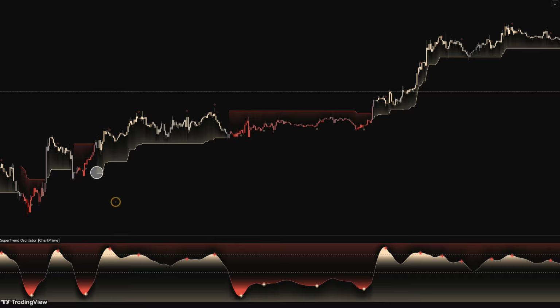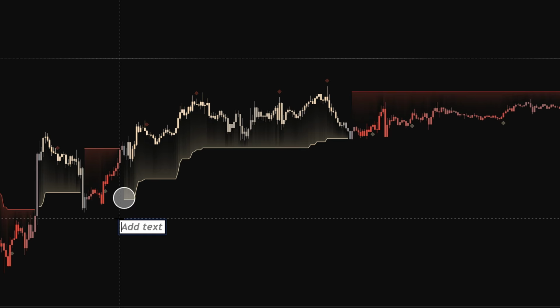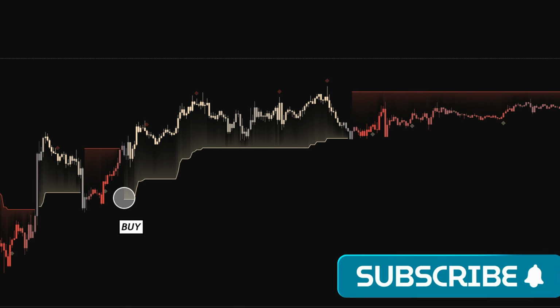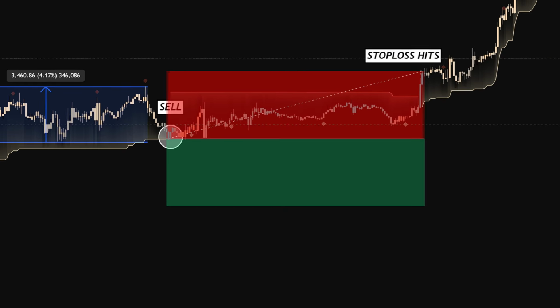On the chart, you have the super trend ribbon. Green suggests buying pressure, red suggests selling pressure. And if you trade nothing but those color changes, you probably lived through this exact moment. The ribbon flips green, you buy. And a few candles later it flips red, you sell or reverse. You place a stop, price spikes, and you're out. Money gone. The indicator didn't fail. The context did.